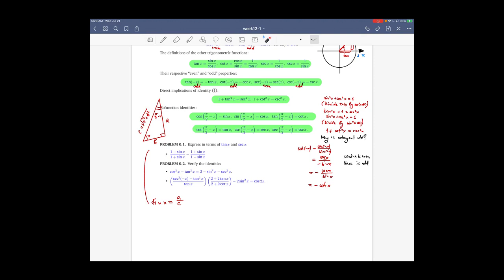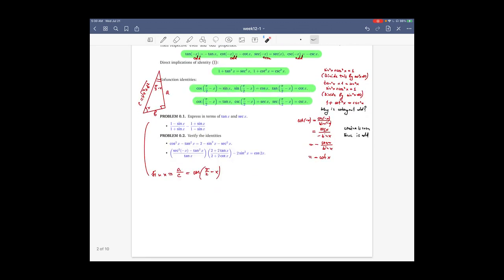So in this triangle, sine is a over c, opposite leg over the hypotenuse, but at the same time, this ratio, a over c, with respect to this angle, is adjacent leg over hypotenuse. So a over c is also cosine of pi over 2 minus x. That is how we, for instance, get this identity. All other identities are obtained the same way.